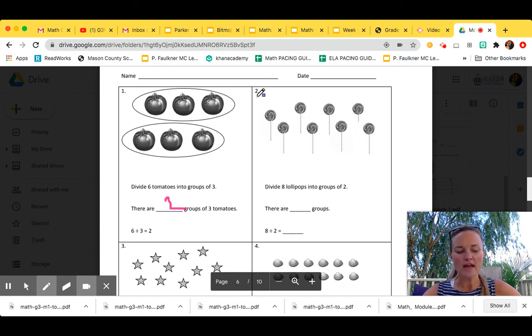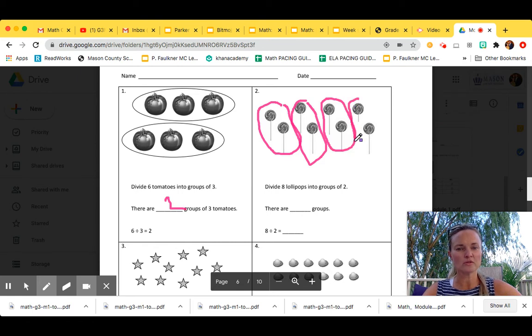Okay, let's look over at number 2. Number 2 says to divide 8 lollipops into groups of 2. So we're going to take these 8 lollipops and we're going to put them into groups of 2. So 2 in each group. So what you should have done is circle. There's one group. Here is another group, and another group of 2. So here we have each of our groups have 2 lollipops.